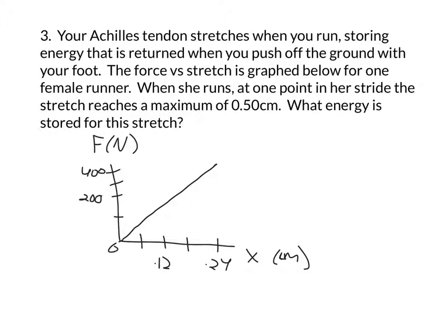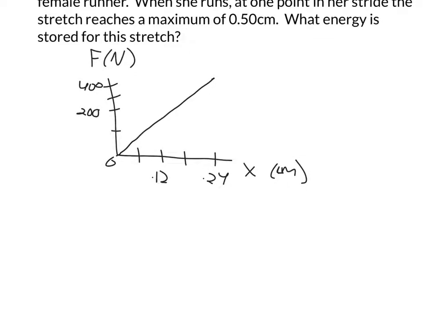Well, here's what I'm going to do with this graph. We know for stored energy in a spring, the work equation tells us that it's going to be half of the stiffness of the spring times the x squared. Well, the spring in this case is her Achilles tendon. So we would need the k value of her Achilles tendon to finish this problem.